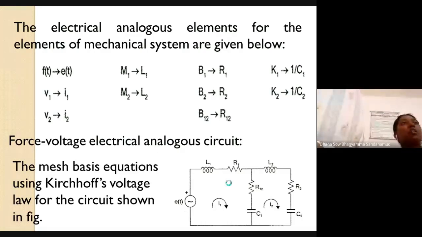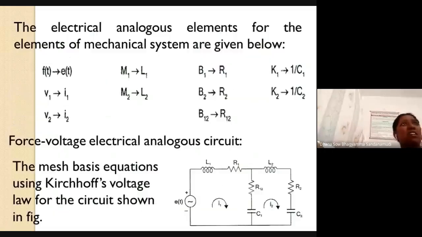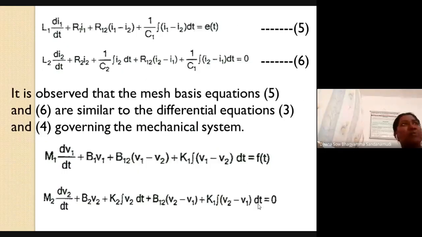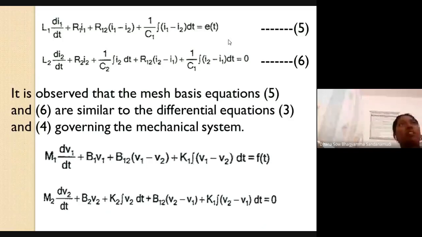So for loop 1, this is the equation. For loop 2, this is the equation. In loop 1, L1 di1 by dt plus R1 I1 plus R12, which is in between I1 and I2, that means these two loops, so R12 into (I1 minus I2), and C1 is also in between. Actually it is 1 by C1. In this circuit we are not showing 1 by C1, but here you know it is 1 by C1. So write it as 1 by C1 integral of (I1 minus I2) dt, equals E of t.